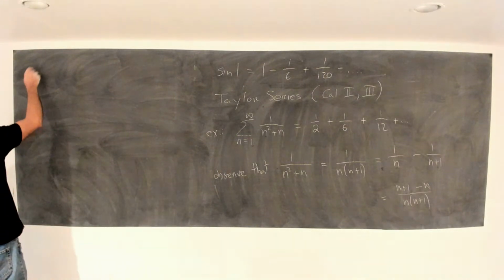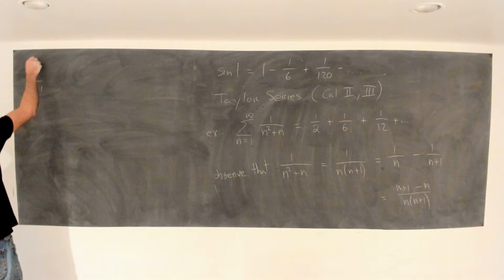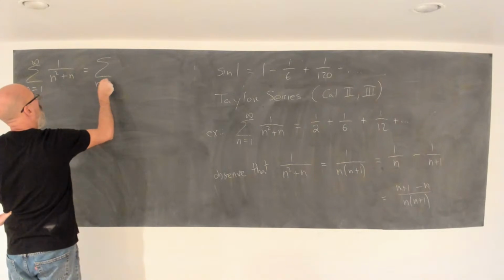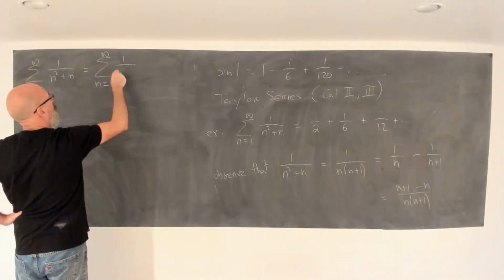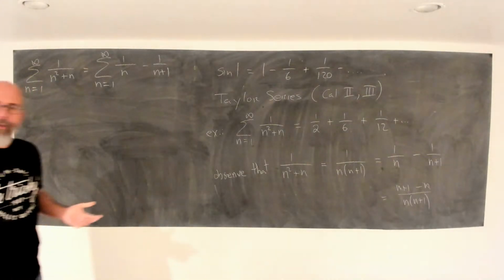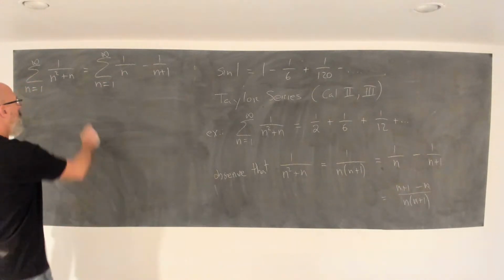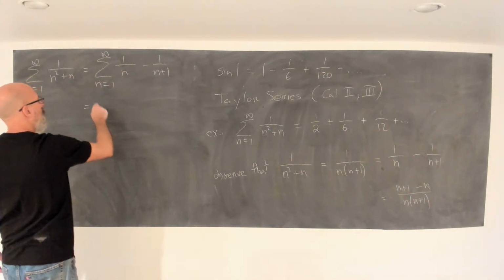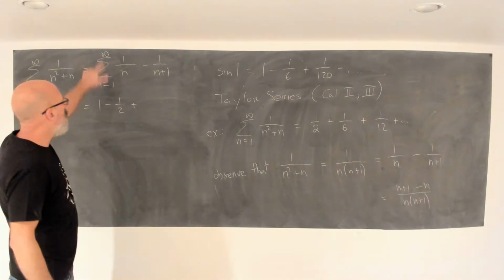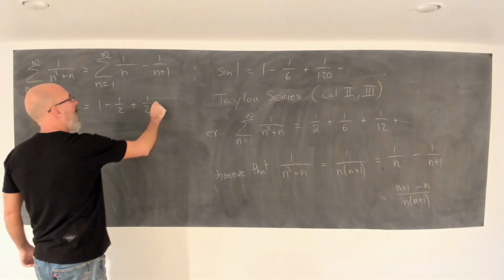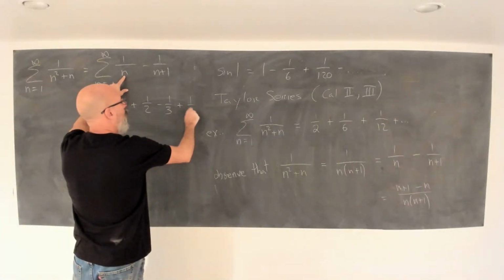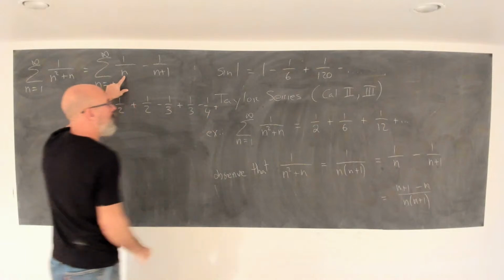So if we are looking at this series, we can instead just consider this series. They're the same series. And what is that? When n is 1, this is 1 minus 1/2. Plus, when n is 2, 1/2 minus 1/3. Plus, when n is 3, 1/3 minus 1/4. And so on and so on.